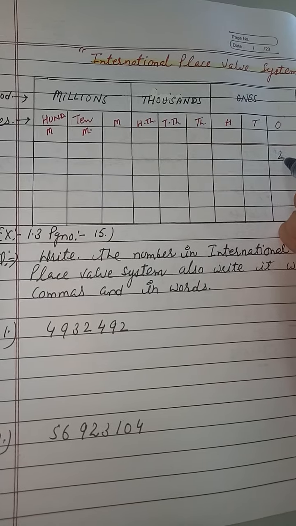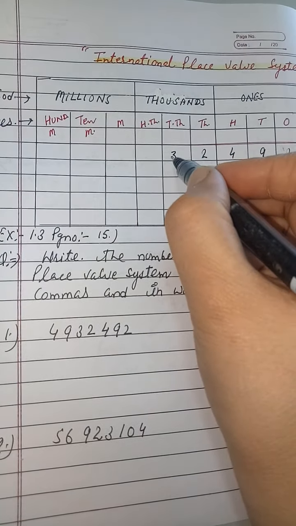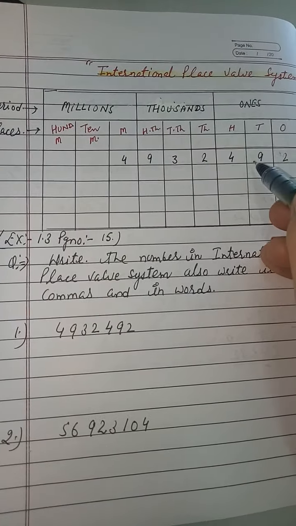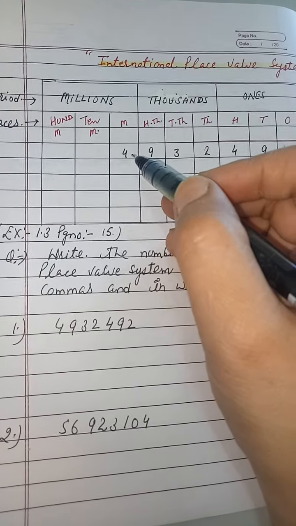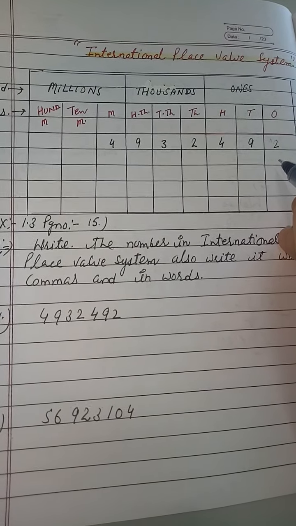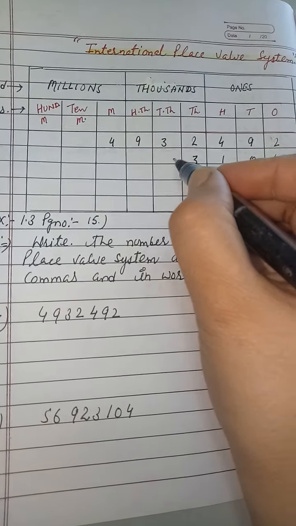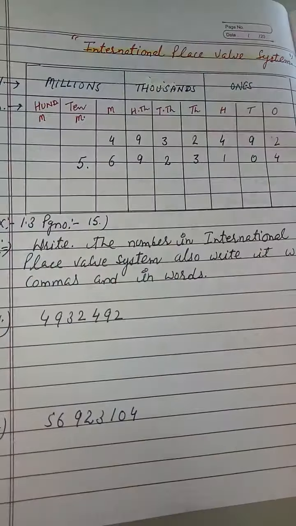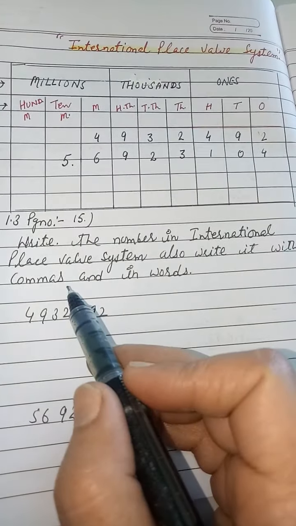So first is 2, 9, 4, then 2, 3, 9, and 4. It means in the period of ones there are 492, in the period of thousands there is 932, and in the period of million there is 4. In the same way we will insert all these numbers into the place value system. First add the ones place, it is 4, then 0, then 1, 3, 2, then 9, 6, and 5. Now your first part is done.